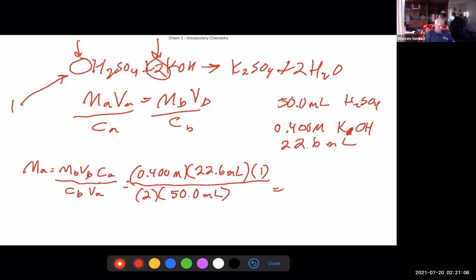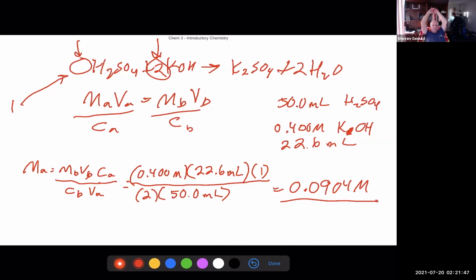Okay. So it's 0.4 times 22.6 times 1 divided by 2 divided by 50 equals 0.0904. And that's the molarity of your solution. That's the molarity of the acidic solution that you started with.